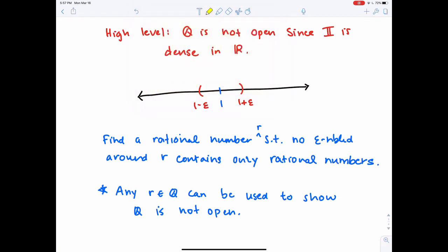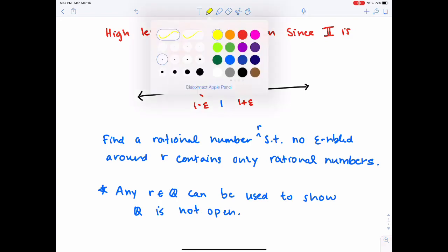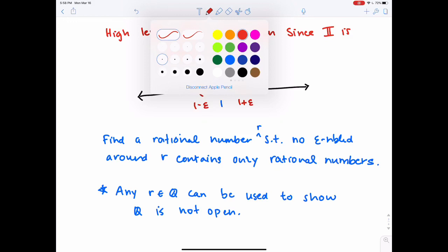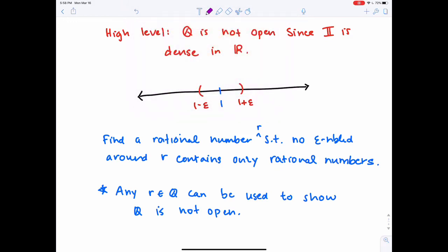Now, I can't necessarily say, like I did in the previous problem, that 1 plus epsilon over 2 is going to be an irrational number, because remember, my argument needs to work for any value of epsilon. If epsilon was rational, then 1 plus epsilon over 2 wouldn't be a good counterexample to show that my neighborhood leaves Q. Instead, we're going to use the density of I in R to claim that there has to be some number between 1 and 1 plus epsilon, for example.